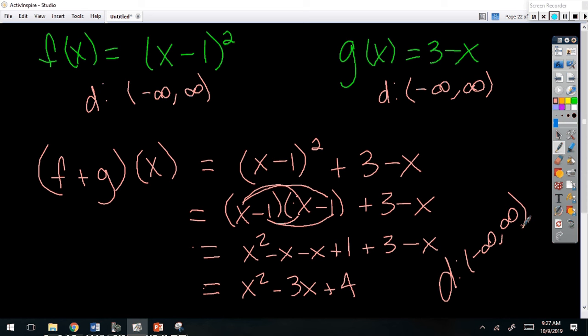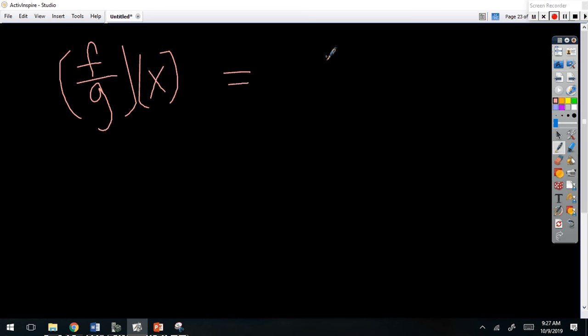Okay, let me show you. So same f, same g. If I did f divided by g of x, that would be x minus 1 squared over 3 minus x, right?